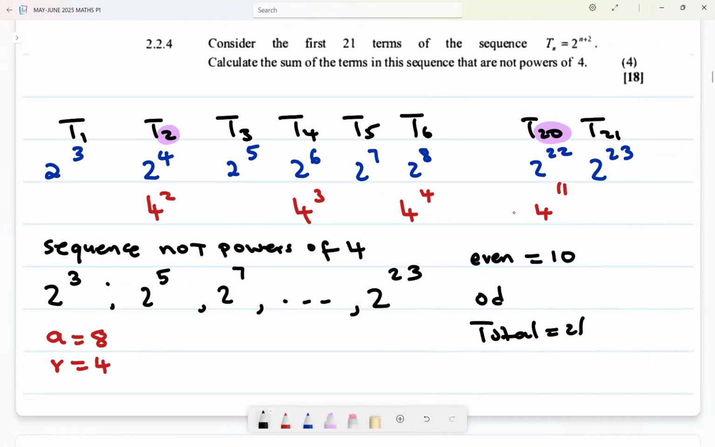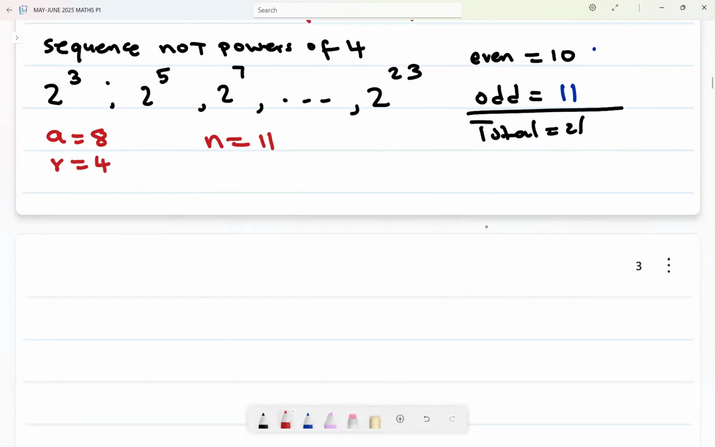How many do we have of the odd terms, which are these ones, T3 and so on? How many do we have of this one? It's going to be 11. Do you agree? 21 minus 10 is 11. So we have n equal to 11. So let's just find its sum, guys. I think now everything should be fairly easy.